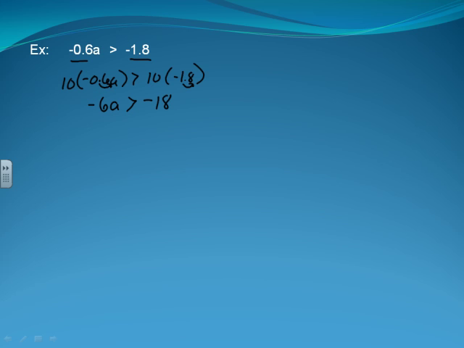Now at this point you want to isolate a, so we're going to divide both sides by a negative number, which as always means you're going to have to reverse the sign. Do the math. Negative 6 divided by negative 6 is 1. 1 times a is just a. Right-hand side, negative 18 divided by negative 6. 18 divided by 6 is 3. Negative divided by negative is a positive.